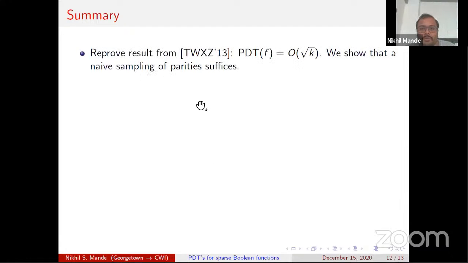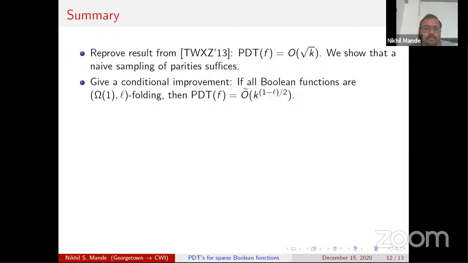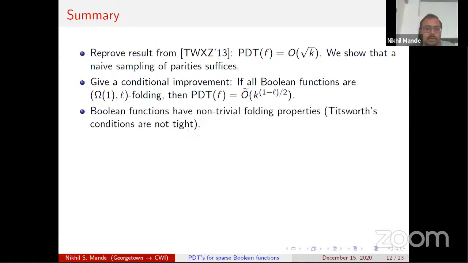In summary, we reprove a result from Sang et al. that shows that parity decision tree complexity of F is order square root k. And we show that we can do so by just sampling parities at random iteratively. We give a conditional improvement upon this based upon an improved folding property of Boolean functions, if it holds true. Towards this, we show that Boolean functions indeed do have non-trivial folding properties. There exist equivalence classes of size larger than 2.